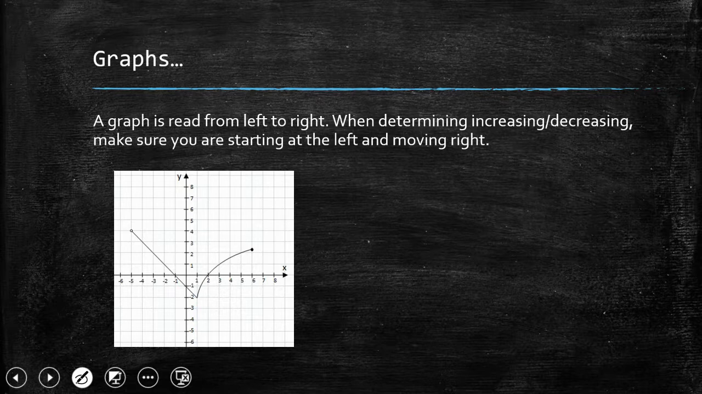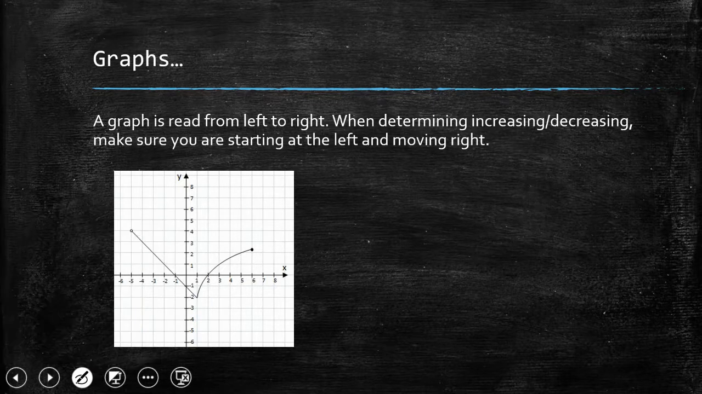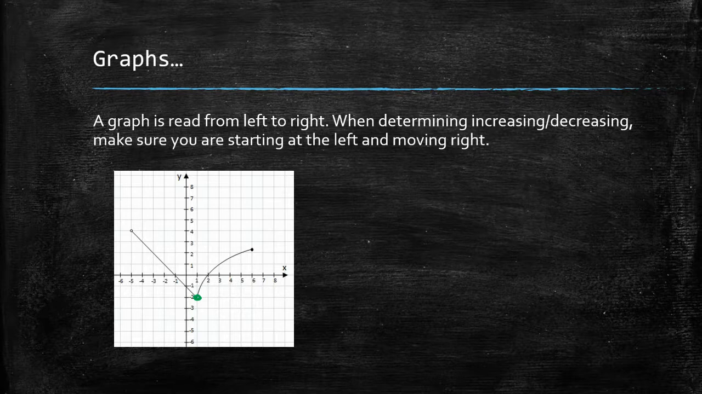When you're looking at graphs, one of the things you need to be able to know is when it is increasing or decreasing and for what values. They use the turning point to determine that. So if I look at my graph here, I can see that I have a turning point right here where x is 1. That is going to change from either increasing to decreasing or decreasing to increasing.